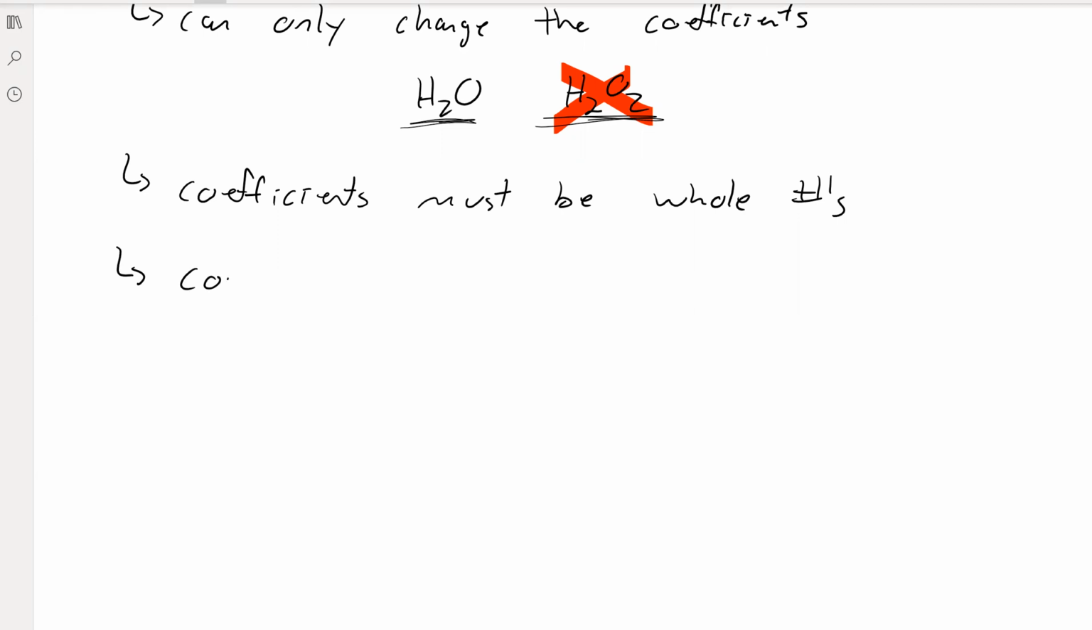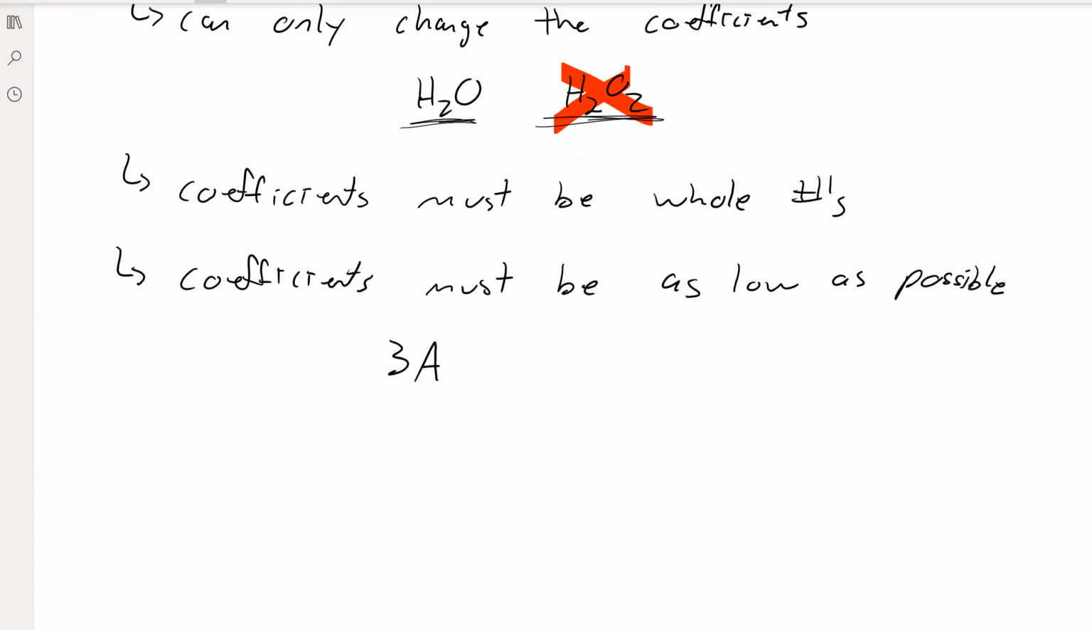And then finally, the coefficients must be as low as possible. So what I mean by that, for example, if you had 3A going to 3B, that is not a properly balanced chemical equation because you can reduce that to a simpler number. Instead of having 3A going into 3B, you could have just A going into B, right? They say the same thing. So our numbers have to be as low as possible.